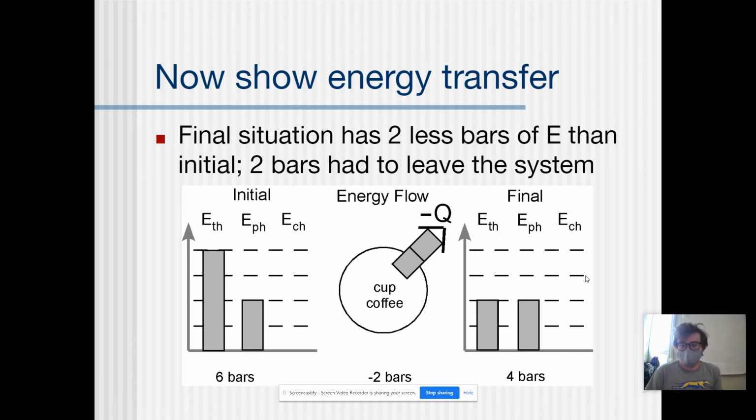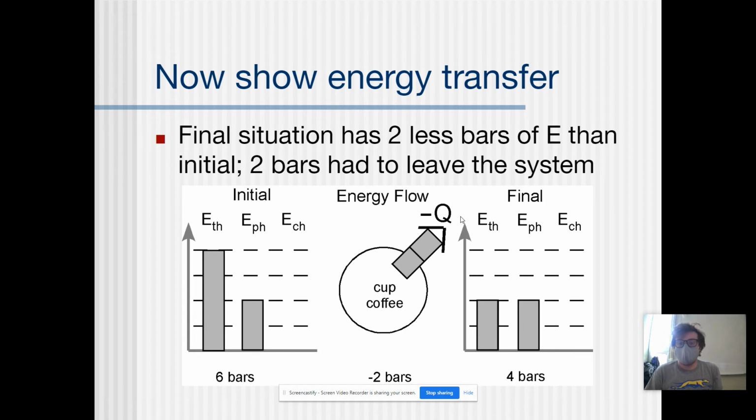As our coffee cup was cooling down, it was losing energy. So the last thing we want to do is show that 2 bars are leaving the system. So we can draw 2 bars with an arrow pointing away. And then we can also say that there is a negative Q value. Q, in this instance, just stands for energy. So if we have a negative Q, that means we are losing energy.